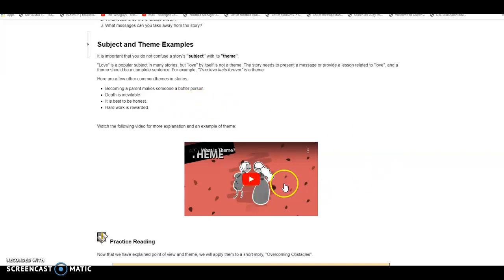So this is a little video here again. They're going to use Romeo and Juliet. If you want to take a look, you can see themes in Romeo and Juliet.